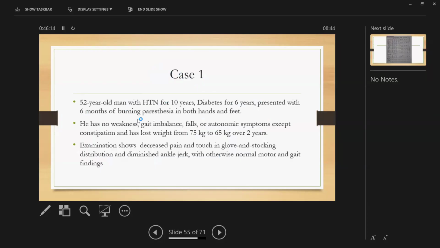So just like questions: a 52-year-old man with hypertension for 10 years and diabetes for 6 years presented with 6 months of burning paresthesia in both hands and feet. There is no weakness or gait imbalance. There are no significant autonomic symptoms except for constipation. On examination, he has decreased pain and touch in a glove and stocking pattern distribution, with diminished ankle reflexes, but otherwise normal motor and gait findings.